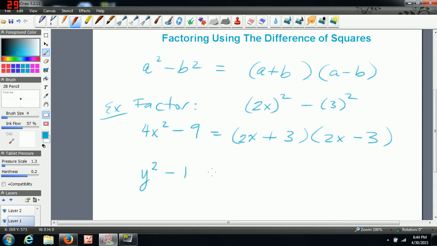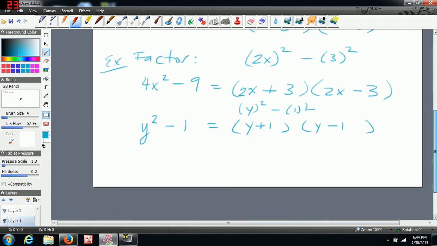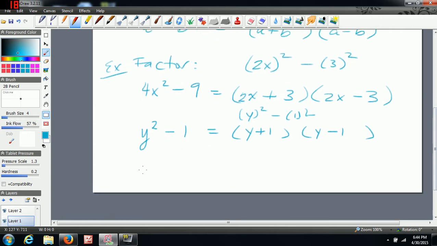So if you have y squared minus 1, in this one, if I tried to write it in the form a squared minus b squared, I would see that I have y squared and I have 1 squared. So that would be y plus 1 and y minus 1 as our answer. Okay? So we can try another example.